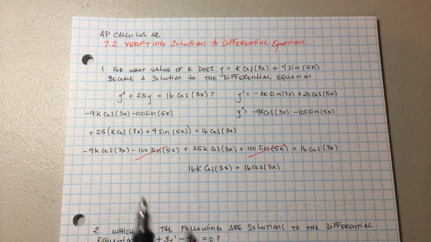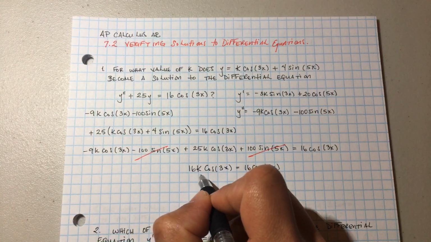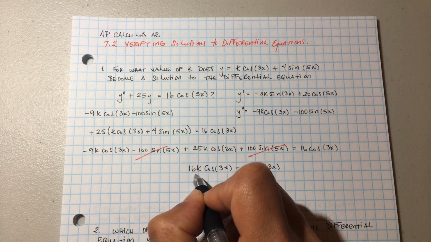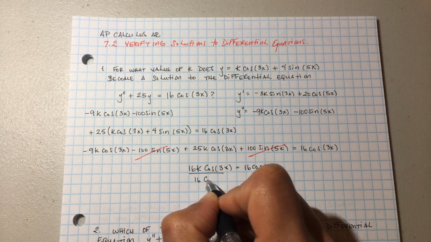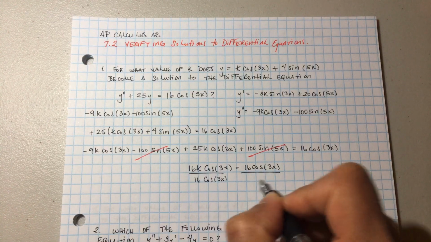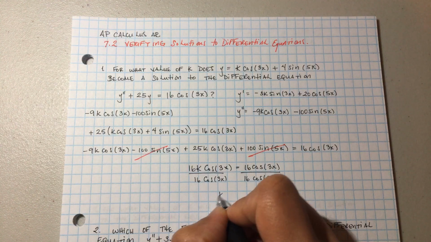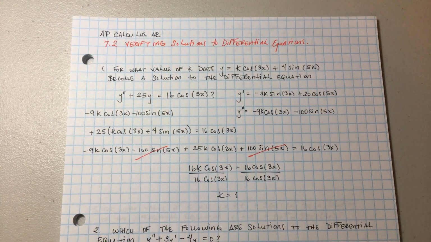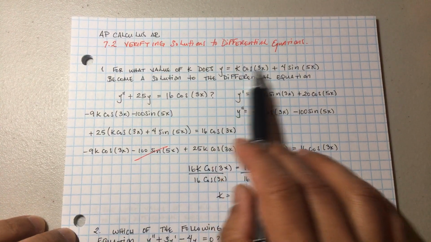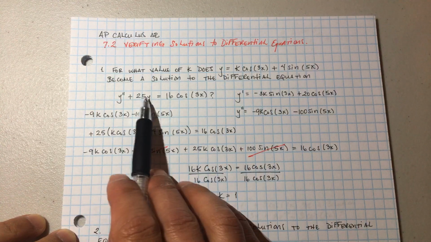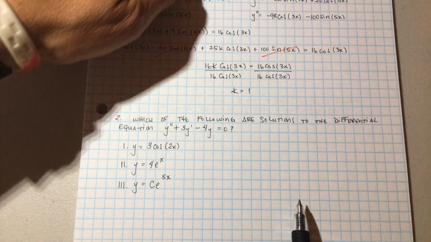Cool. And then now we're just going to solve it, just like if we were doing algebra. Divide by 16 cosine of 3x, divide by 16 cosine of 3x, and actually k ends up equaling 1. All that for a 1. Yep, that's it. But you notice what I had to do? First, take the derivative, take the second derivative, and then we're plugging them in here using our algebra skills and simplifying it out. Let's look at another example, okay?